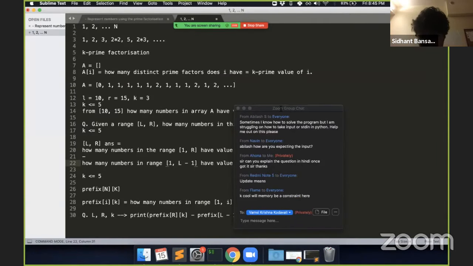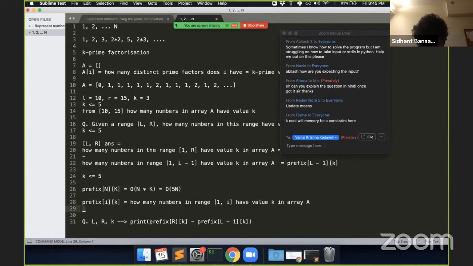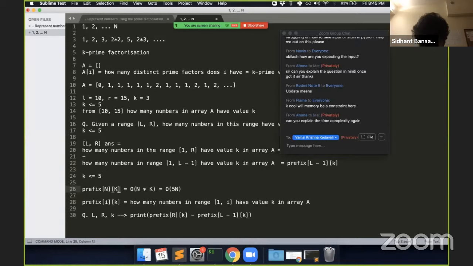Okay, nice. Flame asked a good question: will memory be a constraint here? The reason this method worked is that this thing is actually pretty small. It's consuming just n times k memory, and we know k is less than or equal to 5. So this is order 5n memory, and also order 5n time. Creating the entire prefix n times k 2D array will take order 5n memory and space because k is small. Had k been bigger, this would have been an issue. But since k is small, creating this prefix 2D thing is pretty fast.